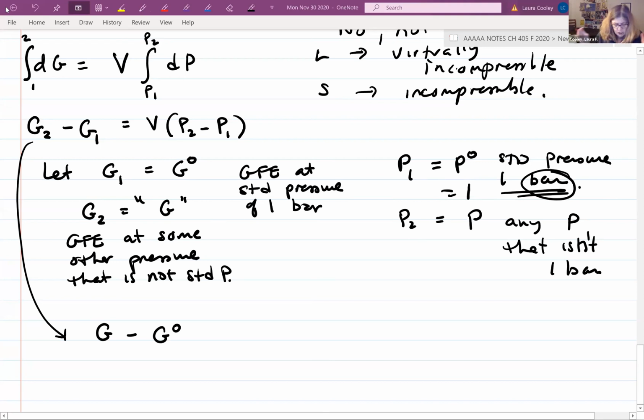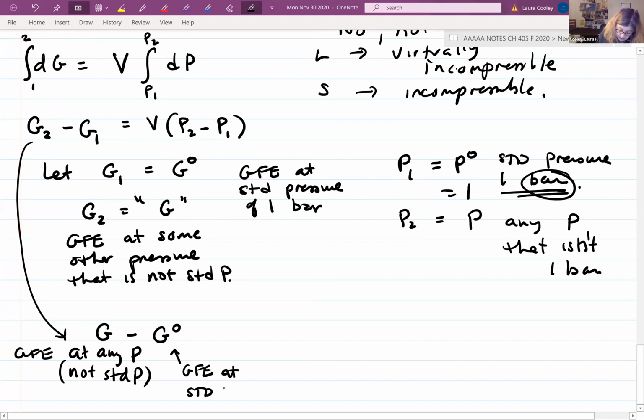So instead of having just G2 minus G1, not really representing much, we have G at any pressure, not the standard pressure, minus the Gibbs free energy at the standard pressure, equals V times, now P2 is just P, whatever that pressure is. This is at any pressure, this pressure here, minus P0.